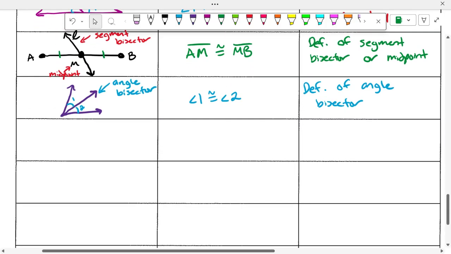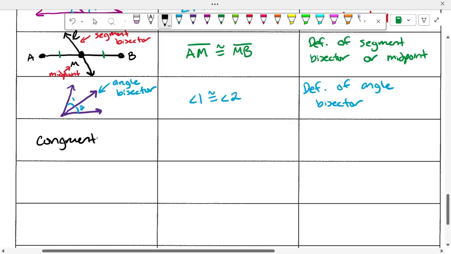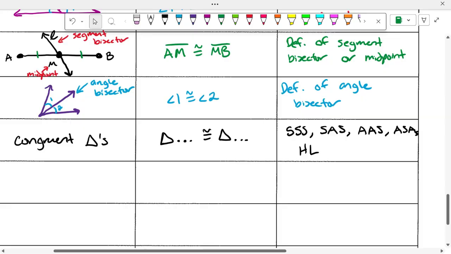Now, remember, if we're trying to show congruent triangles, we would say that triangle whatever is congruent to triangle whatever. And it would be by SSS, SAS, AAS, ASA, or HL. So in other words, you would have to show it by one of those congruence postulates.